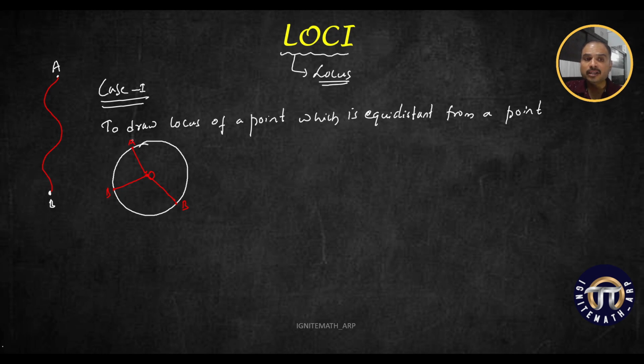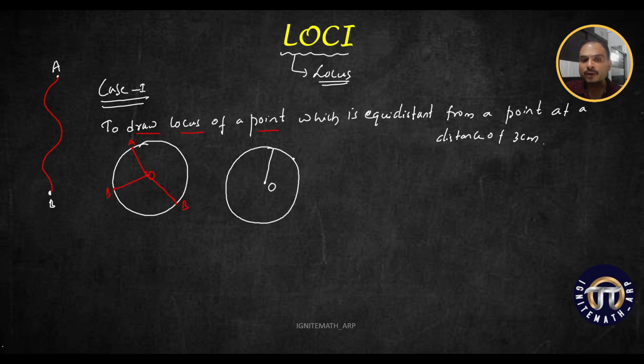So to draw the locus of a point which is equidistant from a single fixed point at a distance of 3 centimeter, you need to mark a point O, take 3 centimeter in your compass and draw the circle. Any point on this circle denotes the locus of a point which is equidistant from the single fixed point O. Clear?